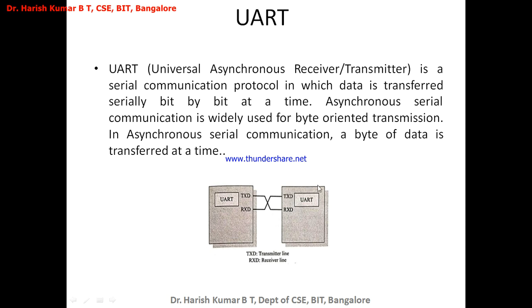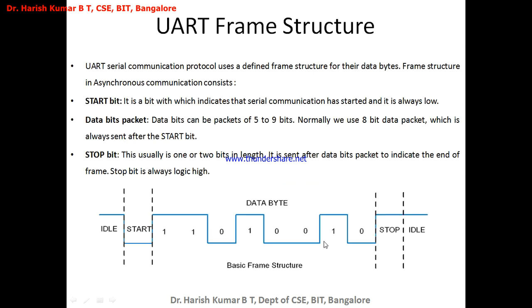Now this is the simple diagram. This is one peripheral device, a UART, and this is another device which is also a UART, and again this has a transmitter and receiver, and this has a transmitter and receiver. The receiver of this is connected to the transmitter of this, and the transmitter of this is connected to the receiver, and they can communicate asynchronously by serially sending the data bit by bit.